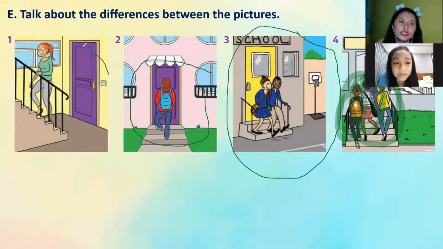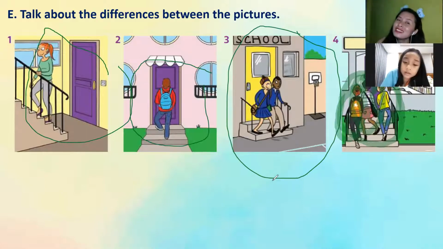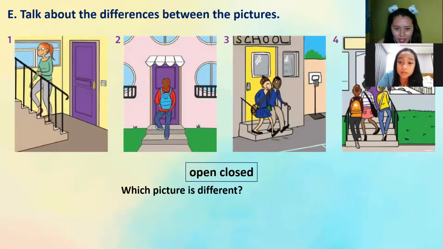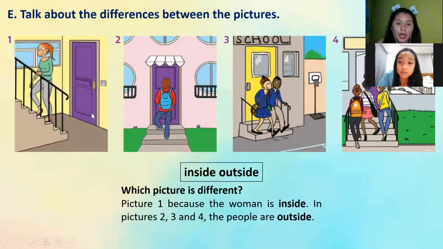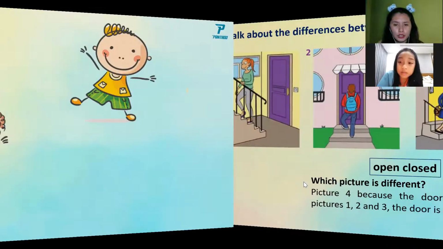Yeah. And how about the first picture there? Walking up and going up the stairs. Okay, there you are. Very good. So for the first picture, the woman is inside, while in 2, 3, and 4 the people are outside, right? Is the first picture inside or outside? Try to see. Is the girl inside or outside the house? Okay, yeah, it's inside. Which picture is different?